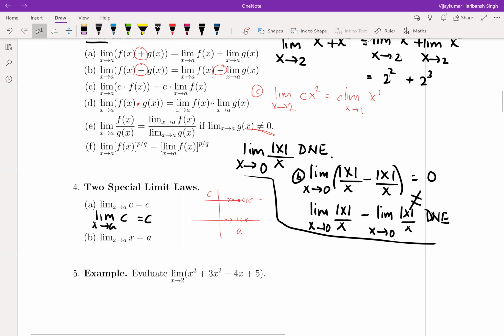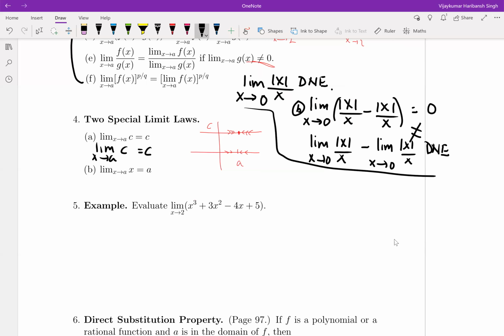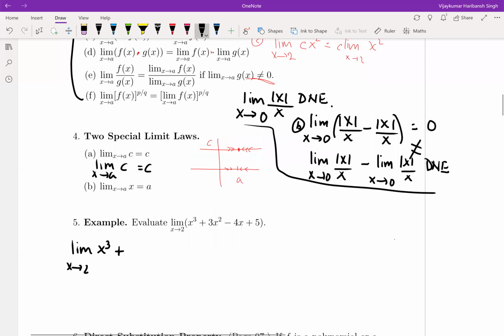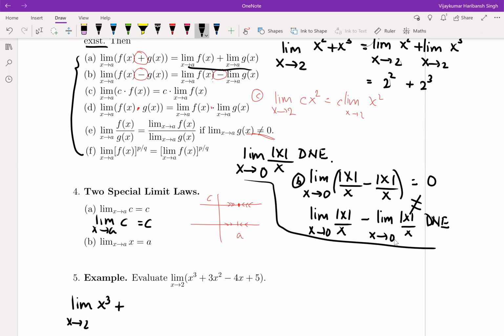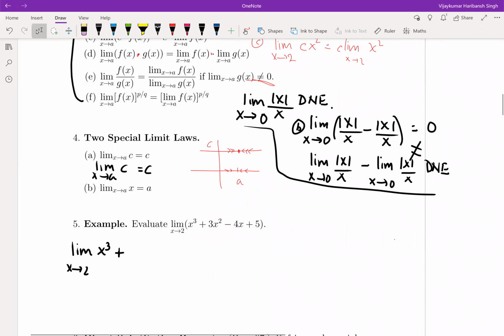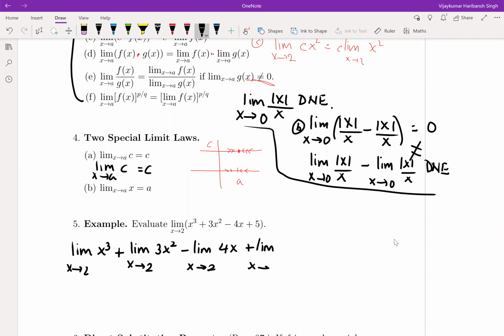Now using the above laws of limit, let's try to do this problem. So we have the limit as x goes to 2 of x cubed. Now the first law tells us if you have addition, you can break it like that. So I'm going to break it using the addition property. Limit as x goes to 2 of 4x plus limit as x goes to 2 of 5.